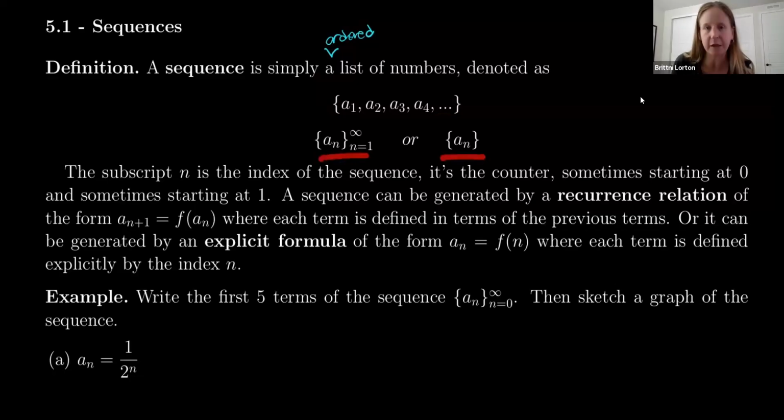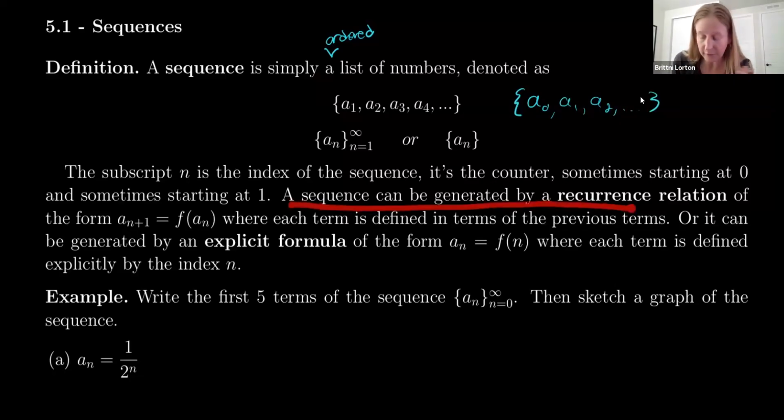And then there are other notations that could represent the same thing. The subscript n is typically called the index of the sequence, or more commonly known as the counter. So it's keeping track of the first one, the second one, the third one, the fourth one, and so on. Sometimes we start at 1, so a sub 1, a sub 2, and so on. It's also pretty common to start at 0, so it might be written as a sub 0, comma, a sub 1, comma, a sub 2, and so on from there. Sometimes we start at a different value as well. Those are just some common starting points.